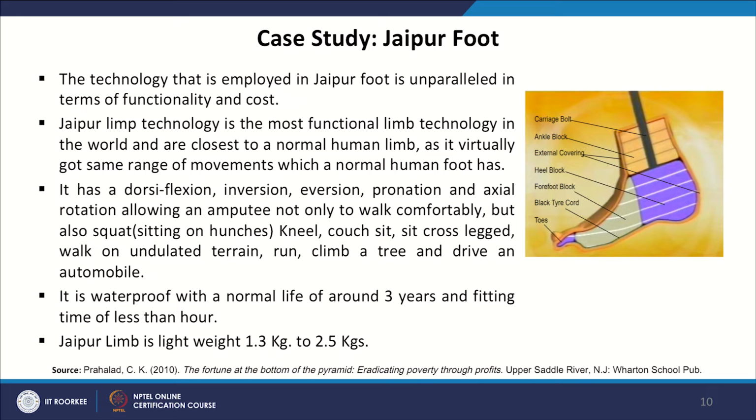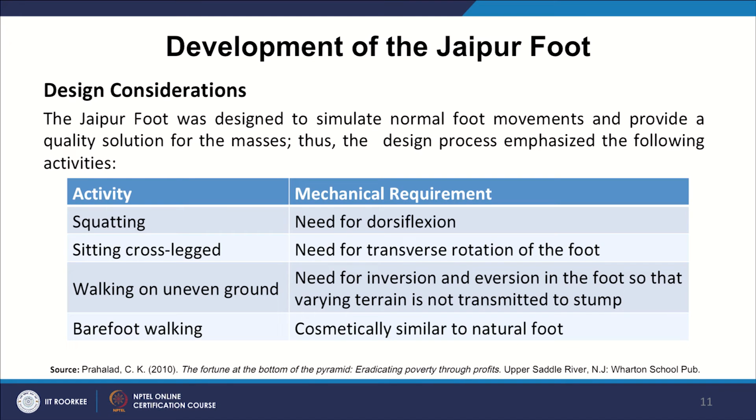Jaipur limb is lightweight, 1.3 kilograms to 2.5 kilograms. You see, there are design considerations. Jaipur Foot was designed to simulate normal foot movements and provide a quality solution for the masses. Thus, the design process emphasized the following: activity and mechanical requirement. So, they focused upon activity and mechanical requirement.